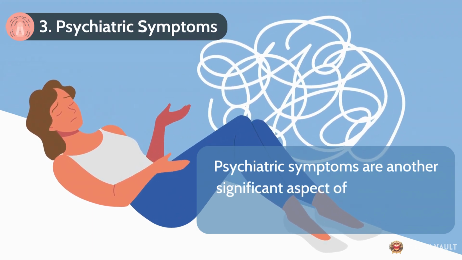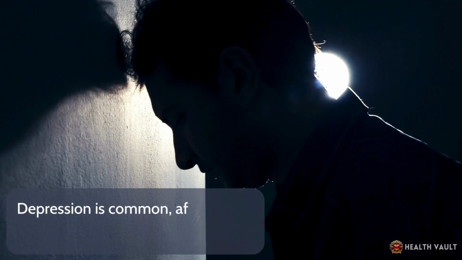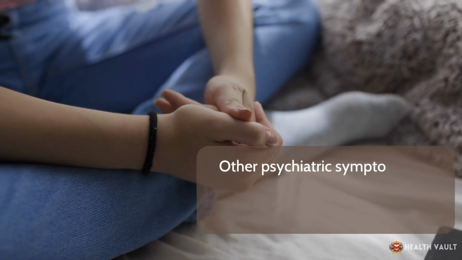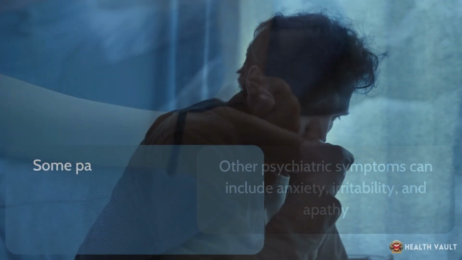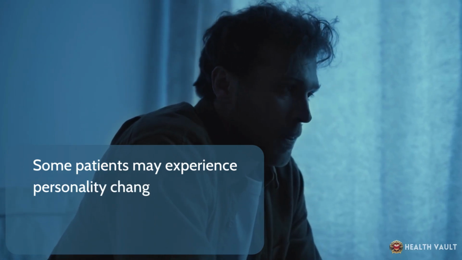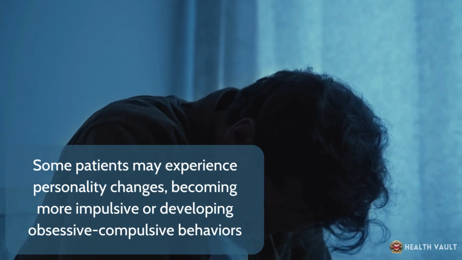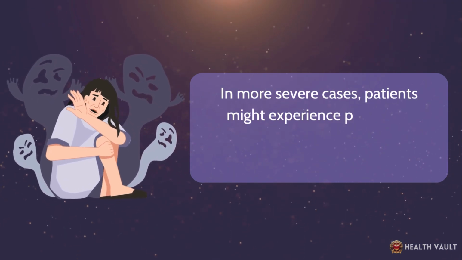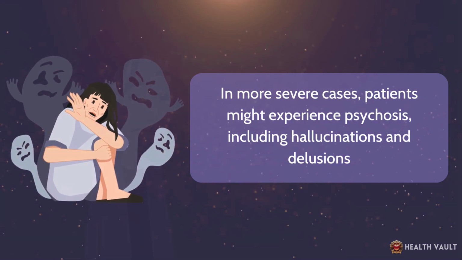Number 3. Psychiatric symptoms. Psychiatric symptoms are another significant aspect of Huntington's disease. Depression is common, affecting up to half of all patients. Other psychiatric symptoms can include anxiety, irritability, and apathy. Some patients may experience personality changes, becoming more impulsive or developing obsessive-compulsive behaviors. In more severe cases, patients might experience psychosis, including hallucinations and delusions.